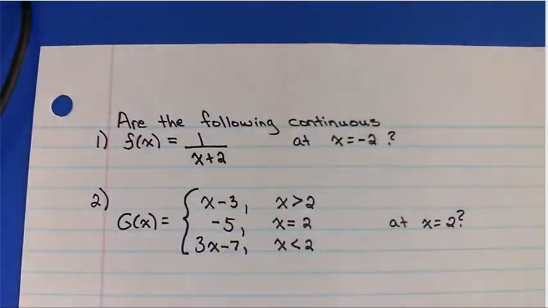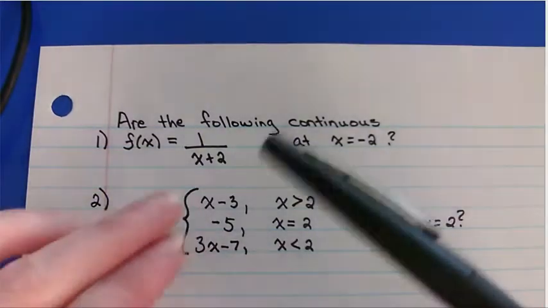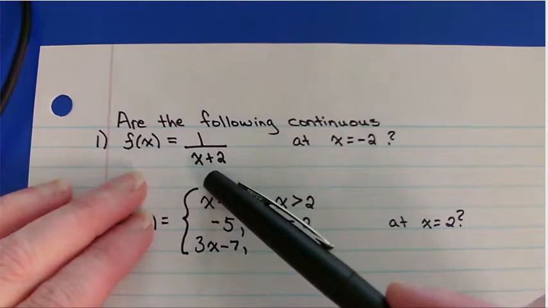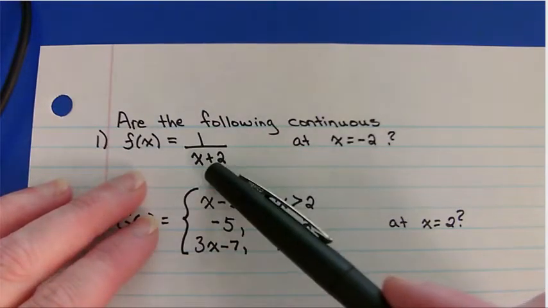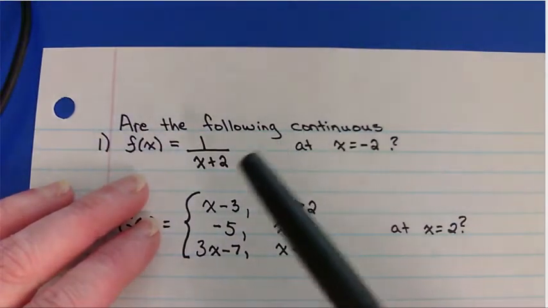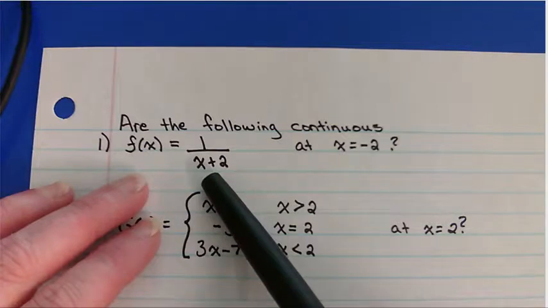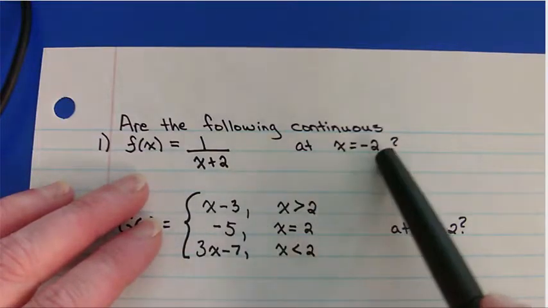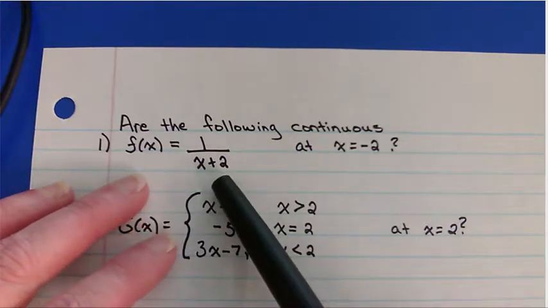So I posted this sheet also just in case you want to play along and you don't want to write out the whole thing. So are the following continuous? Let's start with f of x equals 1 over x plus 2. Is this function continuous at x equals negative 2? Well, we should know that this is going to be a rational function, and at negative 2, we have a vertical asymptote.